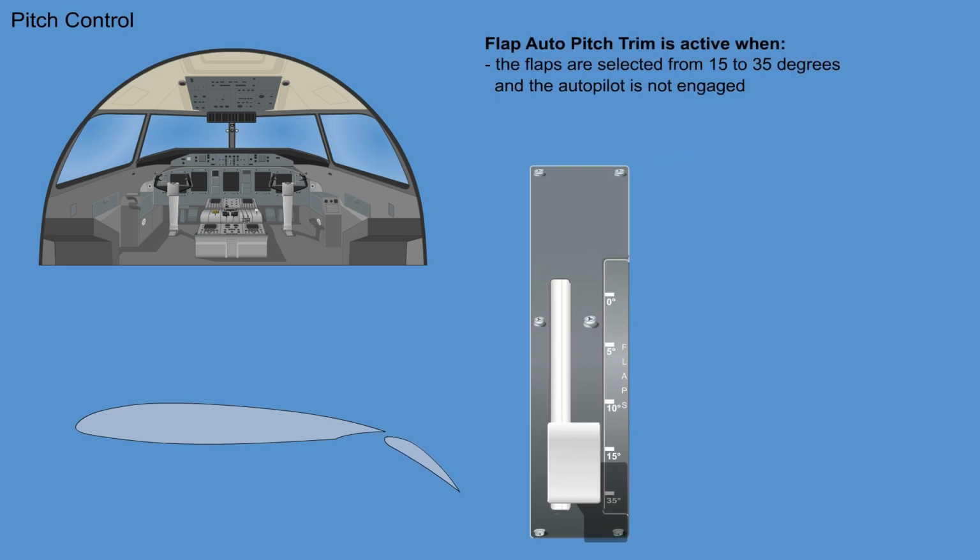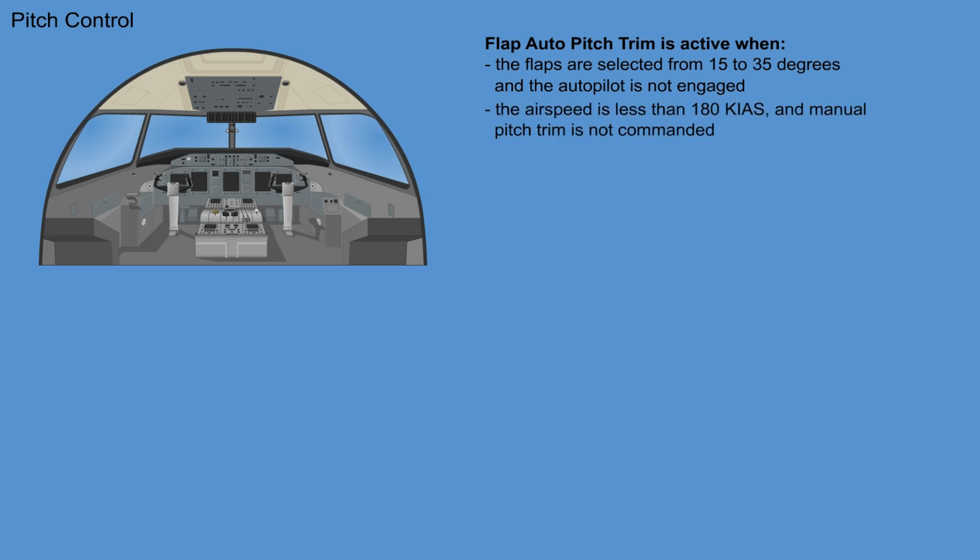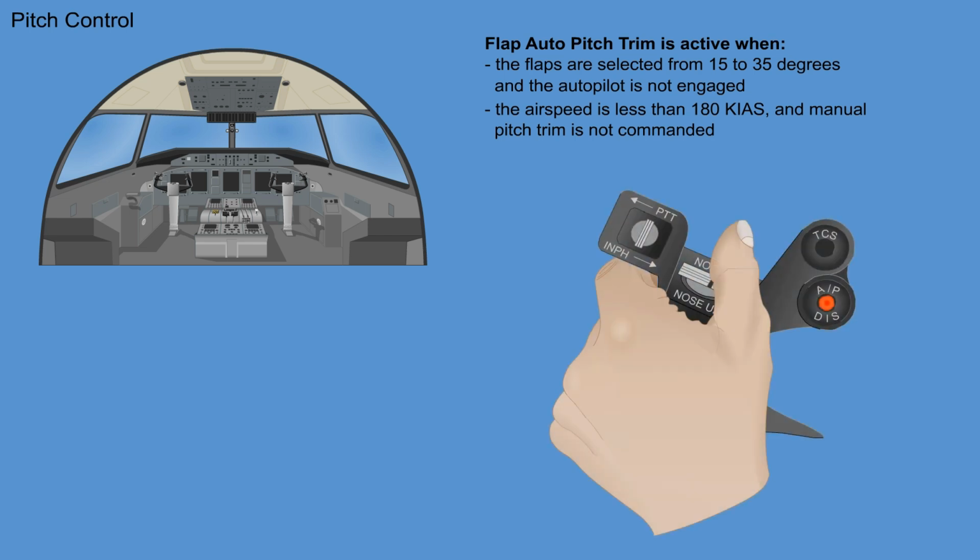Flap auto pitch trim is active when the flaps are selected from 15 to 35 degrees and the autopilot is not engaged, the airspeed is less than 180 knots indicated airspeed, and manual pitch trim is not commanded. Flap auto trim will temporarily disengage if manual pitch trim is applied.